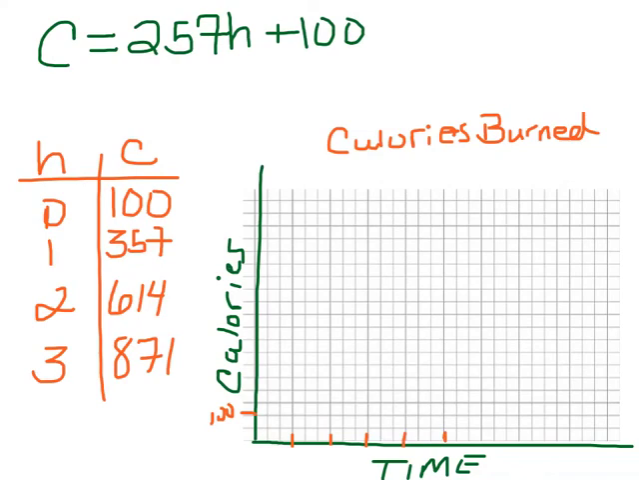So in 0 hours, she's going to burn 100 calories. So that's my first point. In 1 hour, she's going to burn 357. So 50, 100, 150, 200, 250, 300, 350, a little bit higher than 350. And in 2, she's going to do 614. And then in 3 hours, she's going to do 871. So she's going to graph that one. And this is continuous, so I'm going to draw a line, and it should be perfectly straight.